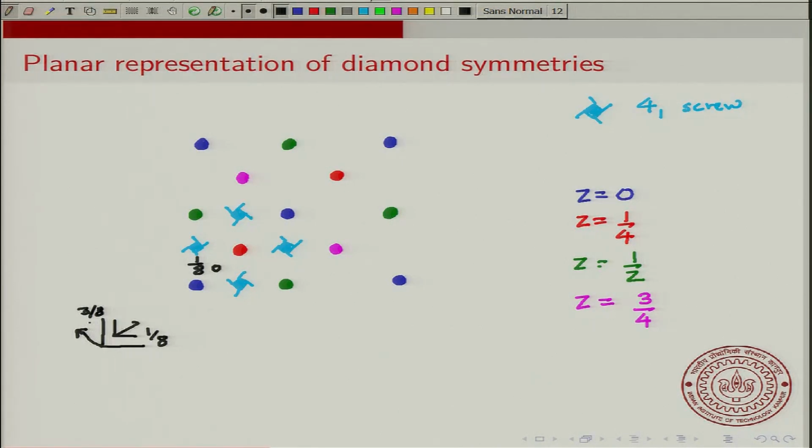Okay. Now you can also show symmetry elements on the other parts of the diamond. Just as this same symmetry element would also be here. Similarly, this symmetry element will be here. And so on. You can just complete the whole.